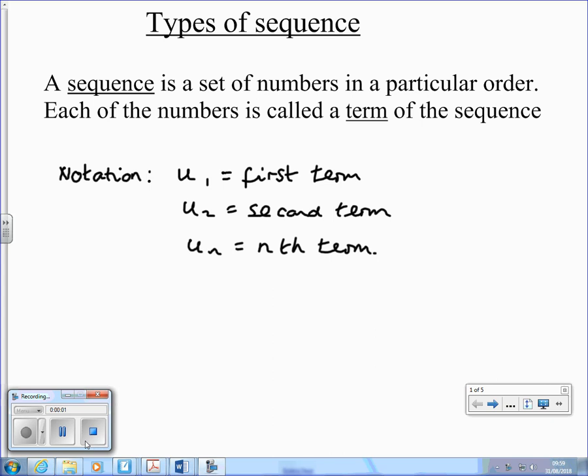A sequence in maths is a set of numbers in a particular order, and each of those numbers is called a term of the sequence. And we use subscripts to identify the terms in the sequence. So we might use U1 with a subscript for the first term, U2 for the second term, and a general nth term would be called Un.